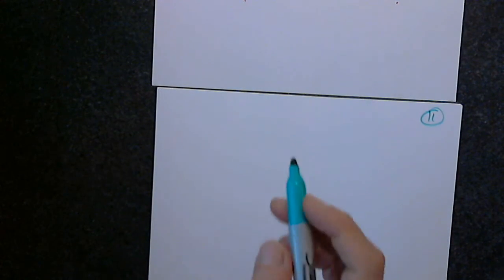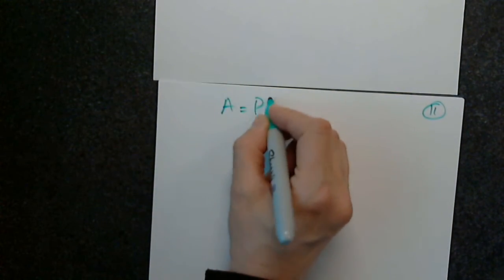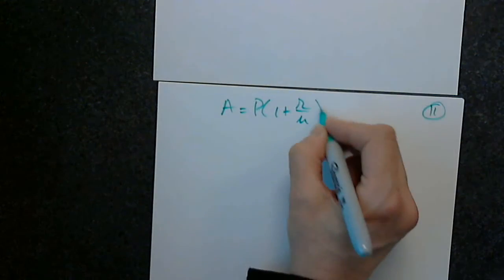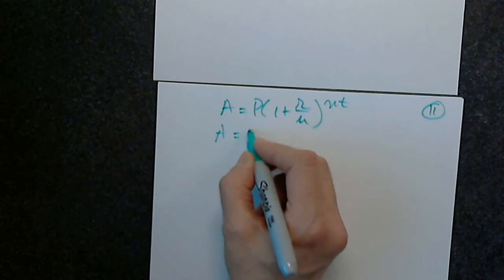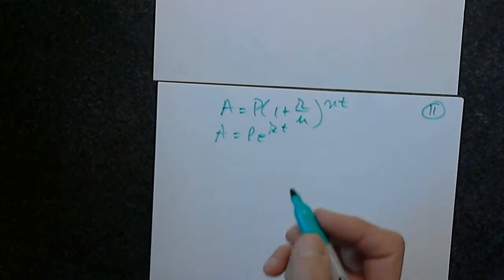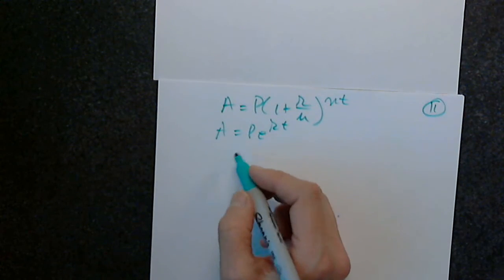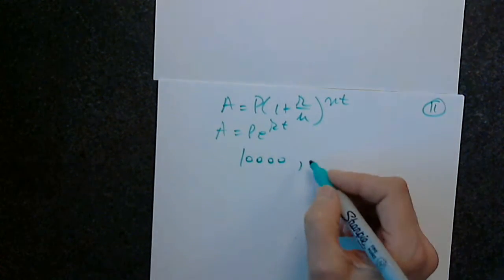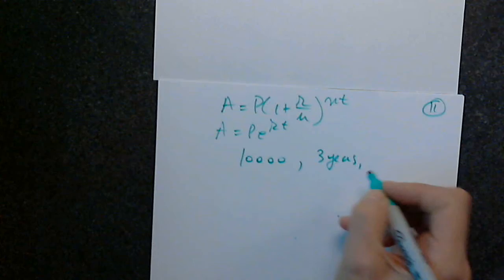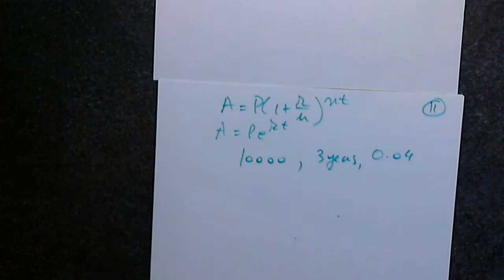Okay, so here we have the formulas given to us: A equals P times (1 plus r over n) to the nt, and A equals Pe to the rt. And they're asking us to plug in 10,000, then 3 years, and 0.04, and compound it semi-annually, quarterly, monthly, and then continuously. So let's put it in the graphing calculator.